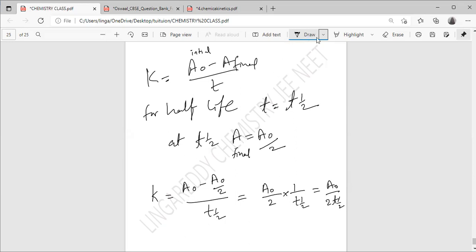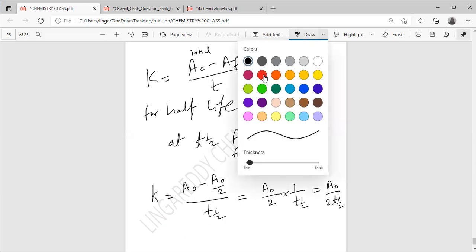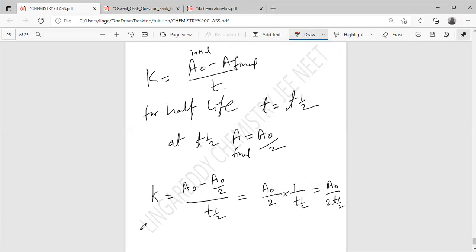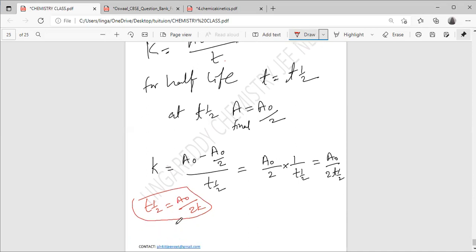So this formula only I can write. t of equal to, taking t of here and K down, A0 by 2K. This is the final formula. t of equal to A0 by 2K. A0 is the initial concentration upon 2K, and K is the zero order rate constant. Understood?